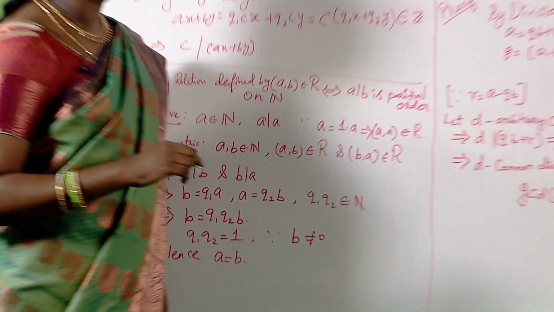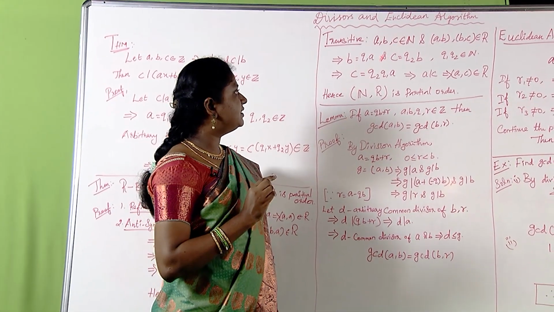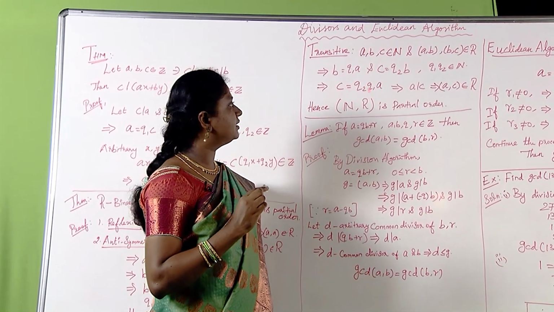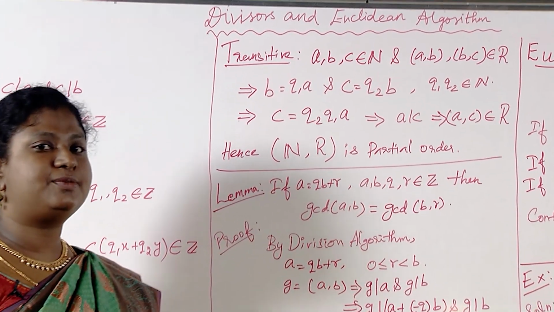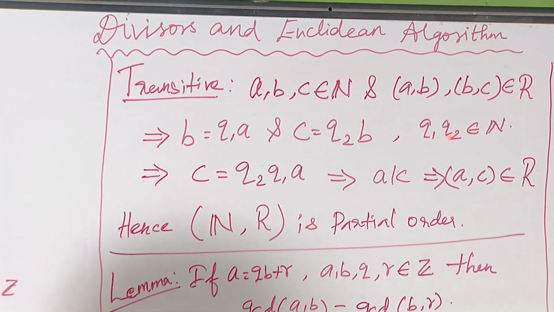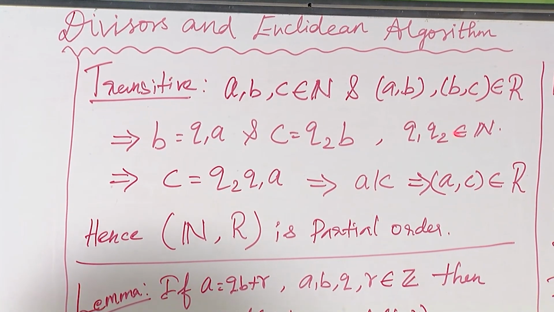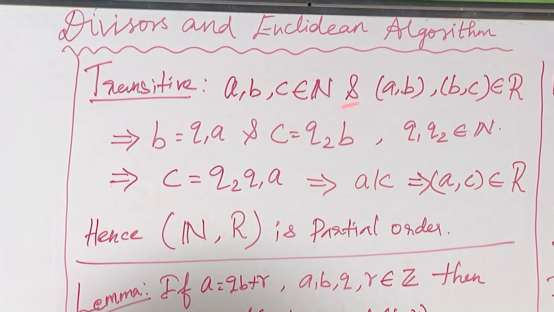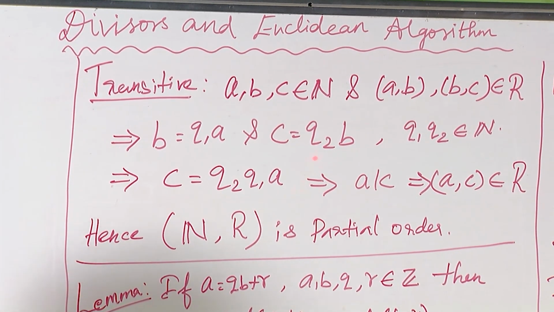Now, let us prove the remaining one. Let us prove the relation is transitive. Transitive in the sense that we have to take 3 elements. Let A, B, C belong to natural numbers. I am going to assume that A and B are related and B and C are related. I have to prove that A and C are related to each other, that is the ordered pair (A, C) should be there in the set R. So, since we have assumed A and B are related, I can write B is equal to Q1A, and since B and C belong to R, I can write C is equal to Q2B for some natural numbers Q1 and Q2.